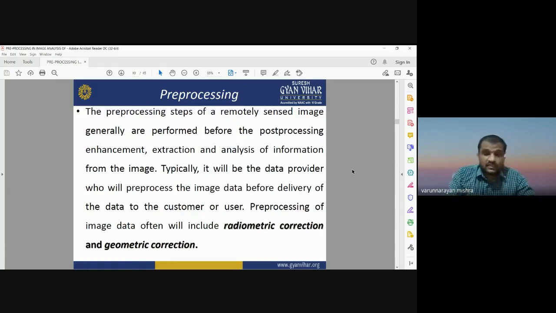Atmospheric correction is generally a part of radiometric correction. There are two major corrections that are required to perform on satellite images: radiometric correction and geometric correction. The atmospheric correction is a part of radiometric correction, and geometric correction is used to rectify the errors in the alignment of the objects on different images.